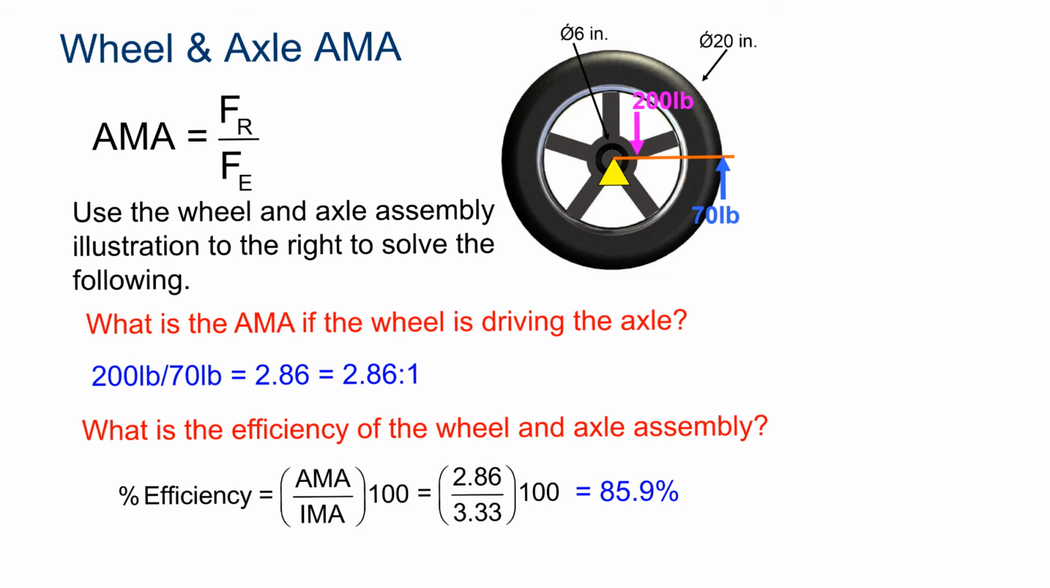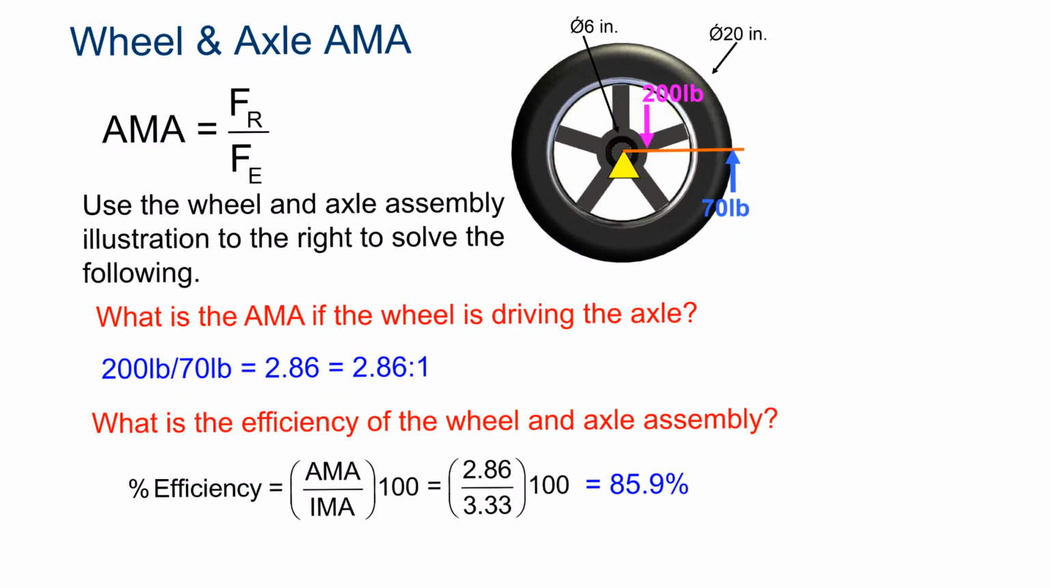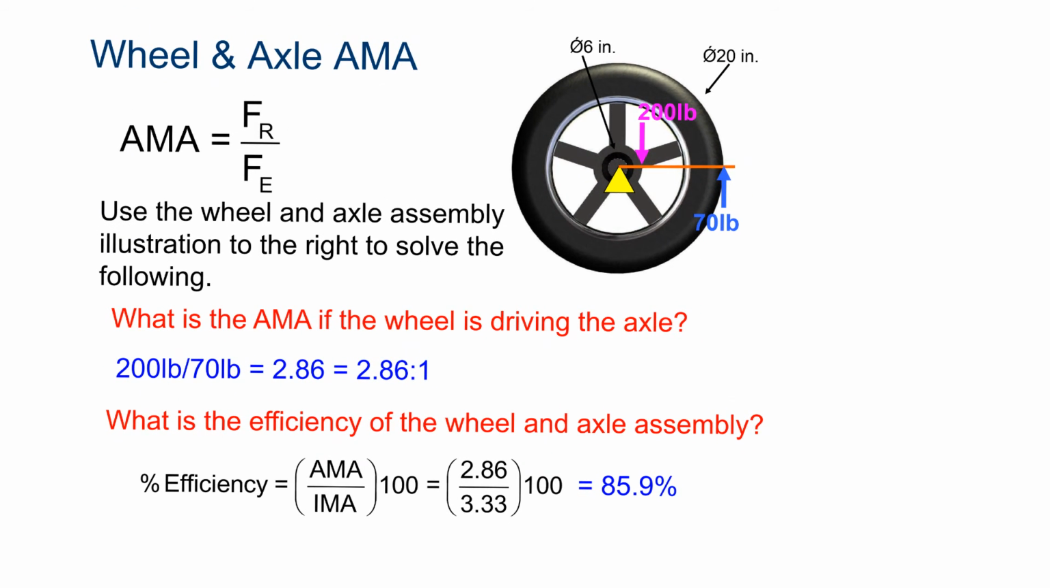Alright, so actual mechanical advantage of this is going to be if we have 70 pounds of force being applied to turn it, and you end up with 200 pounds turning the axle. So if the wheel is driving the axle, our resistance force is 200, and our effort force is 70 pounds. Divide those out, you get 2.86 for our actual mechanical advantage. And if we found the efficiency, we'd take our actual mechanical advantage divided by the mechanical advantage we found before, and it'd be about 86%.